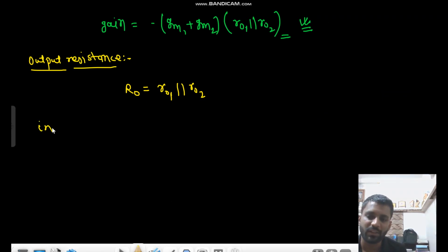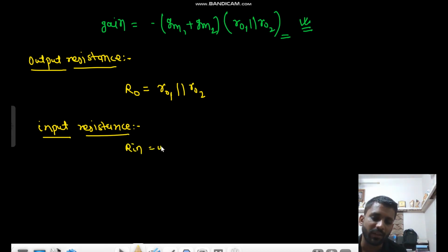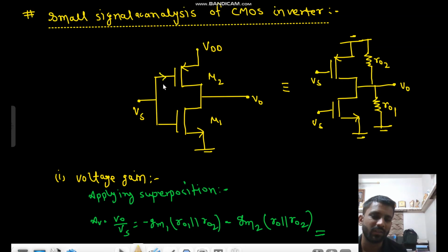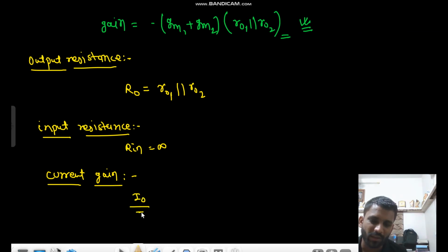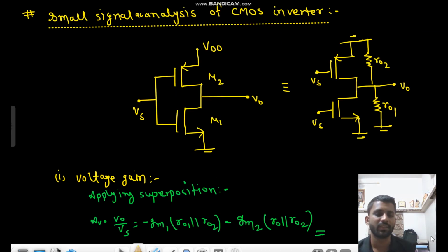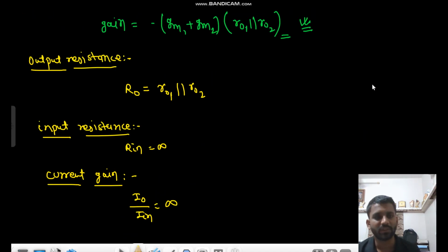What is the input resistance? If the input current is 0, then what will be the input resistance? It is infinity, because the input current is 0 only, right? And what is the current gain? Current gain, I out by I in, would also be infinity because the input current is 0 only. Okay, so this is the small signal analysis of the CMOS inverter. We will see a few more questions now.